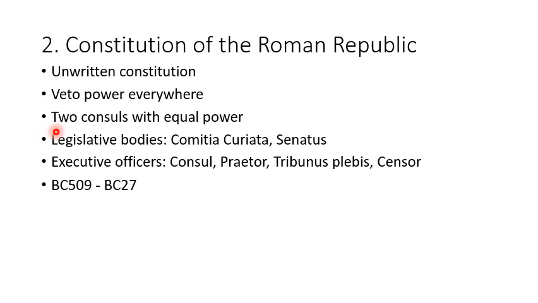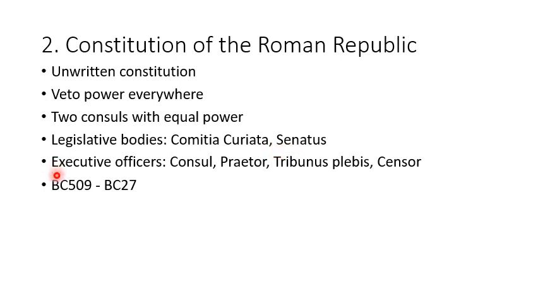the ancient Romans had 2 consuls with equal power. The consuls were the executive officers of Rome, but both of them had equal power, and this design was to make them check each other. And as for the legislative branch of the government, they had several legislative bodies. For example, the Comitia Curiata or the Senate.